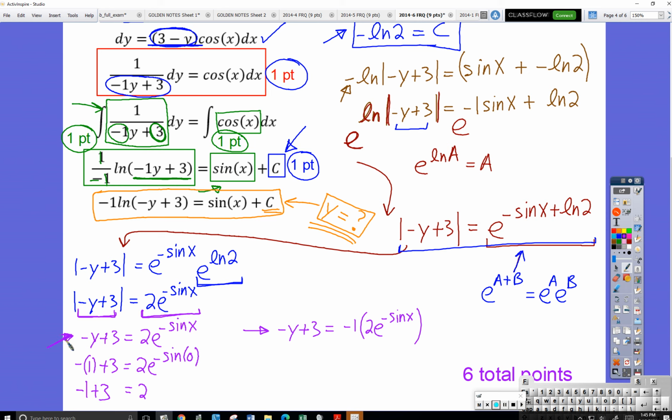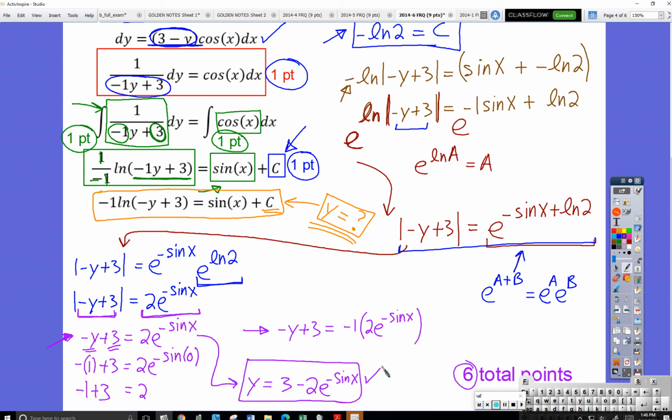All I have to do is rearrange it. So that becomes y equals, because we're going to move the 3 and then we're going to multiply by -1. So y is going to equal 3 minus 2 e to the negative sine x. If you can get that equation, you get the final of the 6 points. 6 points total, that's equal 1 point.